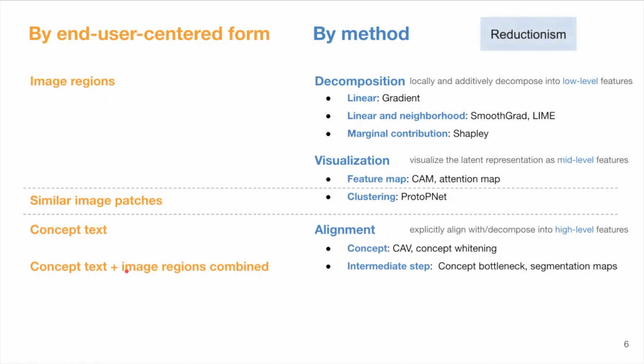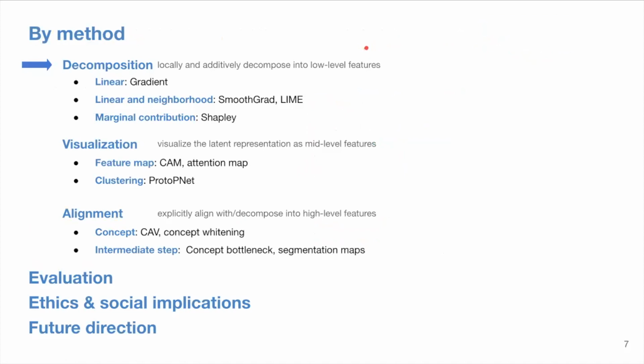And we can see there's a high-level philosophical idea behind those methods. They all use reductionism. That is, we try to describe a complex system, such as a neural network, using some simpler and fundamental parts. So this is the outline of my review. I will review each of the methods and then talk about evaluation, the ethics, and the future directions.